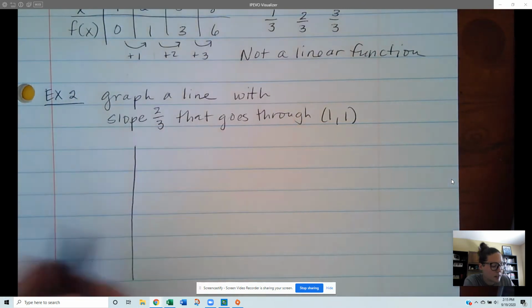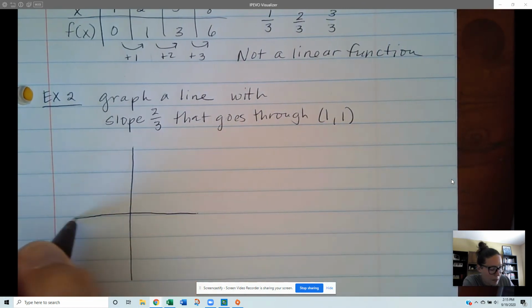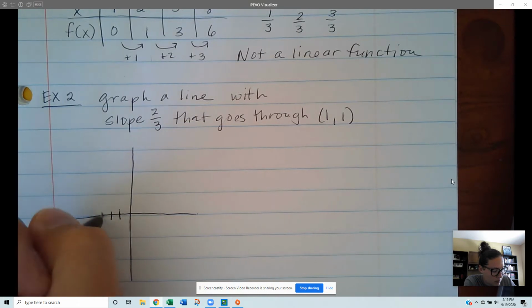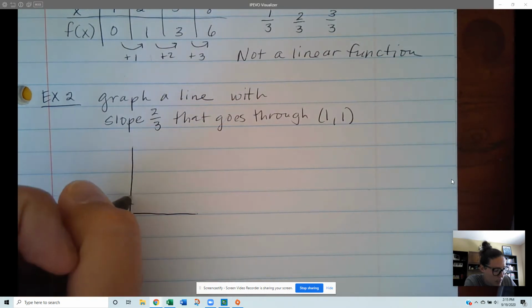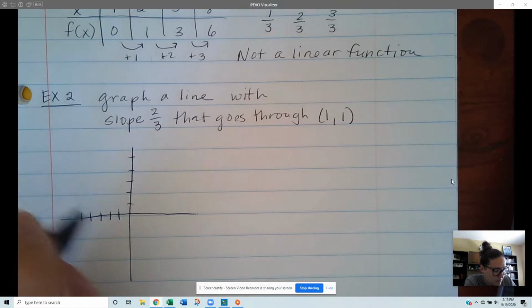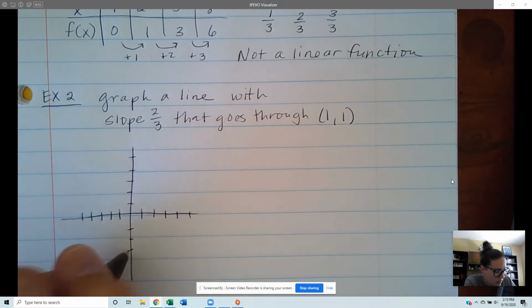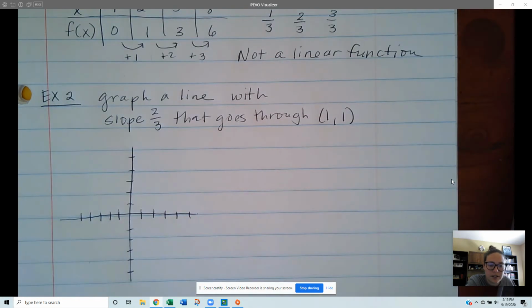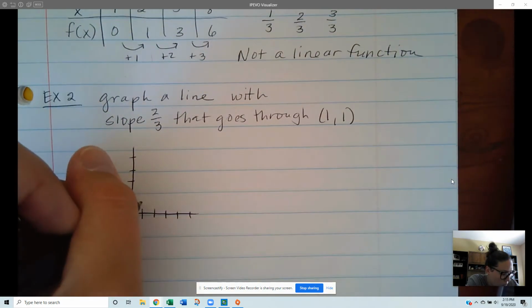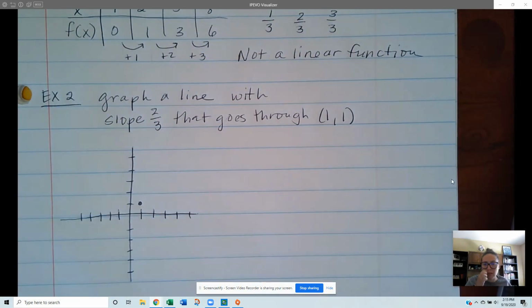So let me set up my axes here. 1, 2, 3, 4, 5. Remember, you want to try to keep them equal, so they're not all different sizes. So I know that the line goes through the point 1, 1. So I'm going to plot the point 1, 1, and then I know that I have a slope of 2/3.